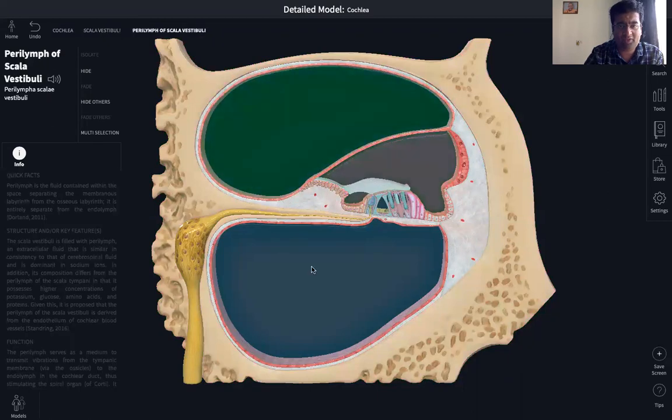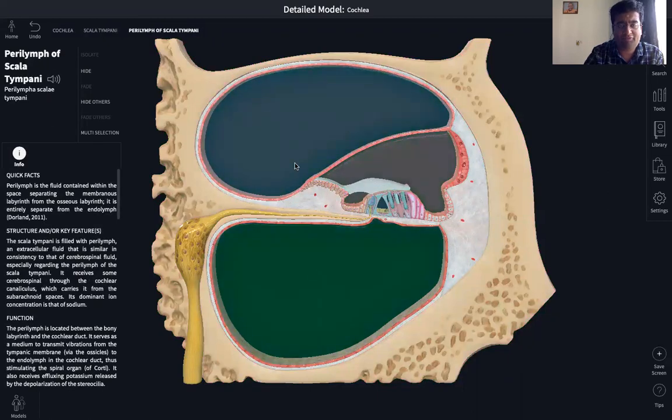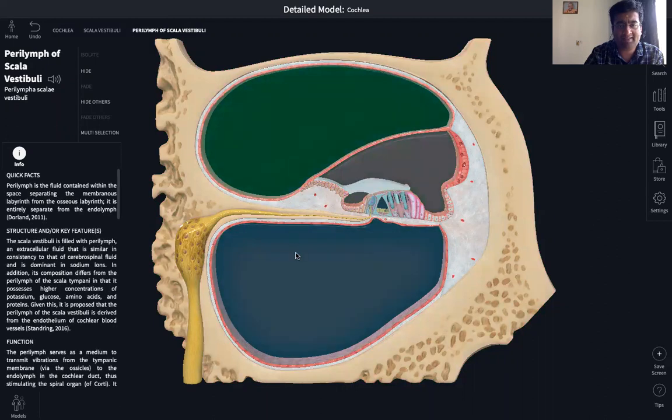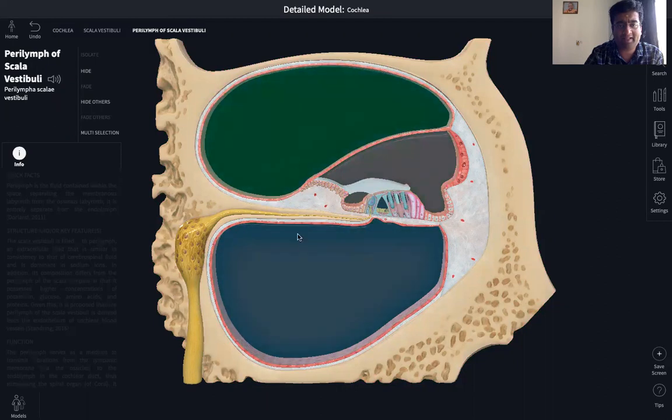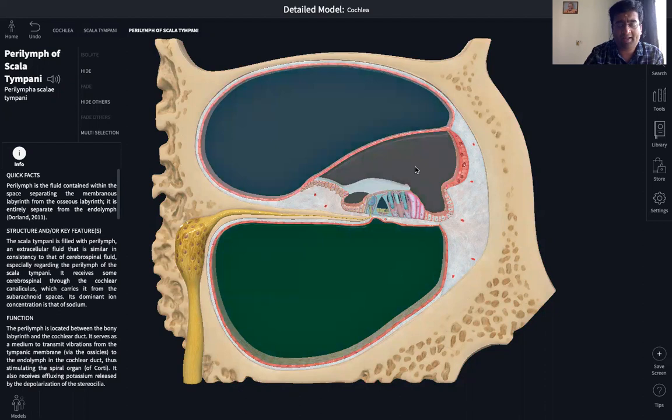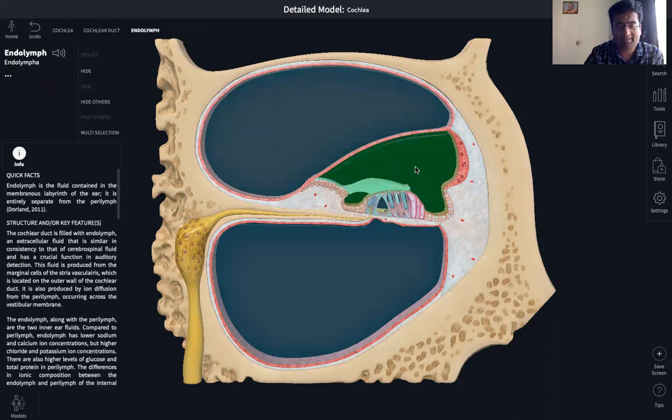Now you can see there are fluids that are present. So the fluid that is present in the first and the third, that is the vestibular and the tympanal canal, is the same, that is the perilymph. And the fluid present in the middle part, that is in the median canal, is called the endolymph. So the endolymph is sandwiched between the perilymph in the vestibular canal as well as in the tympanal canal.